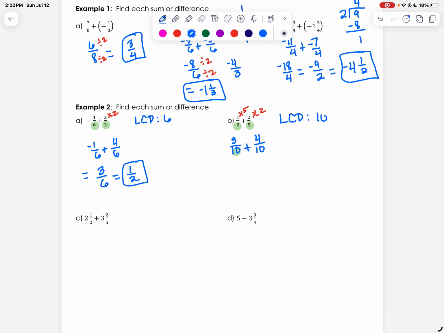All right, now that you have a common denominator, add the numerators. 5/10 plus 4/10 would be 9/10. And that will not simplify, so leave it just as it is.